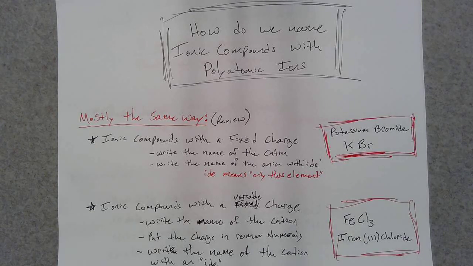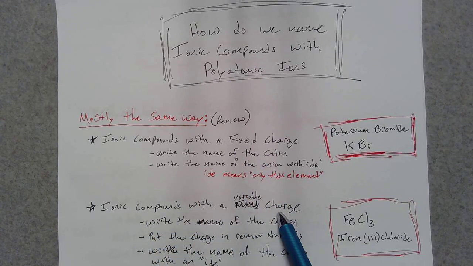All right, so we've talked about ionic compounds. Now we have to talk about ionic compounds that use polyatomic ions. We'll learn what that is in a moment, but we need to make sure that we're comfortable with naming ionic compounds with a fixed charge and those transition metals that have a variable charge and how we write the names for things.